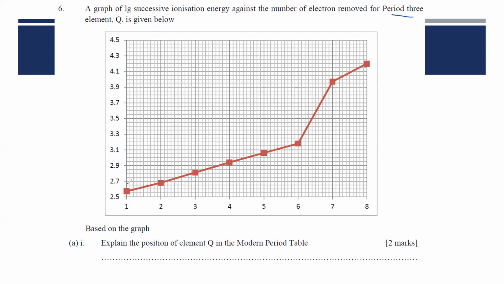So if you look carefully, you have 1, 2, 3, 4, 5, 6 before the large gap. In other words, this Q has 6 valence electrons. So if it has 6 valence electrons, that means it is from group 16, period 3. You must mention the period together with the group because they want the exact position of element Q. The question did mention already that it is period 3. So you must mention together that Q is located at period 3, group 16.